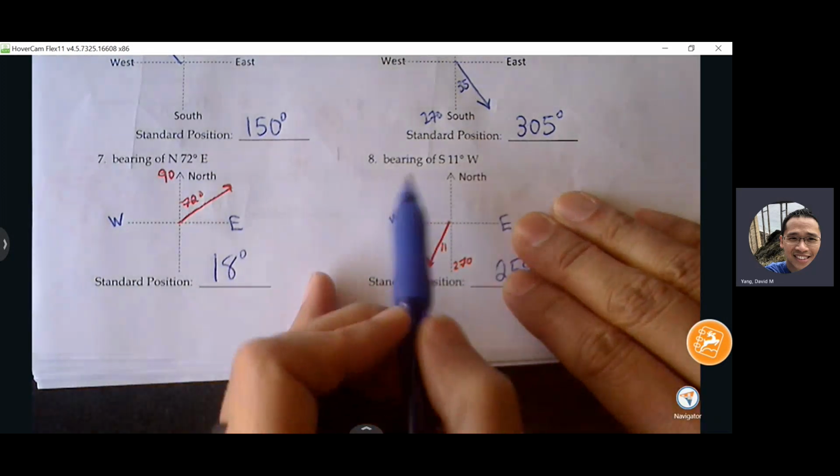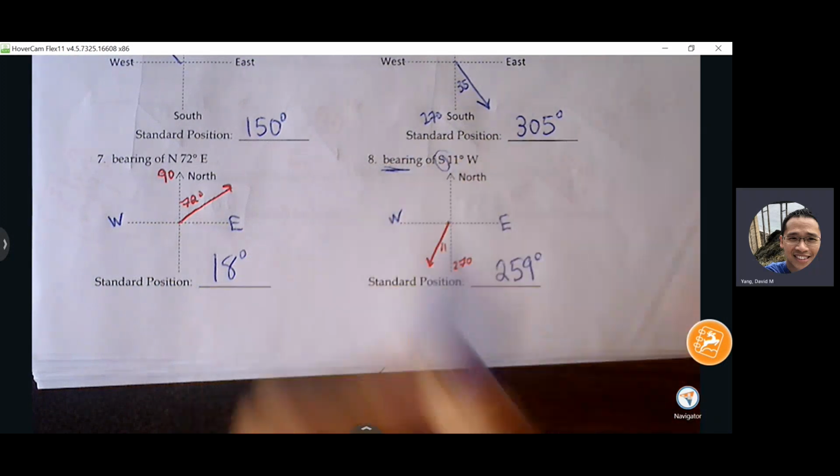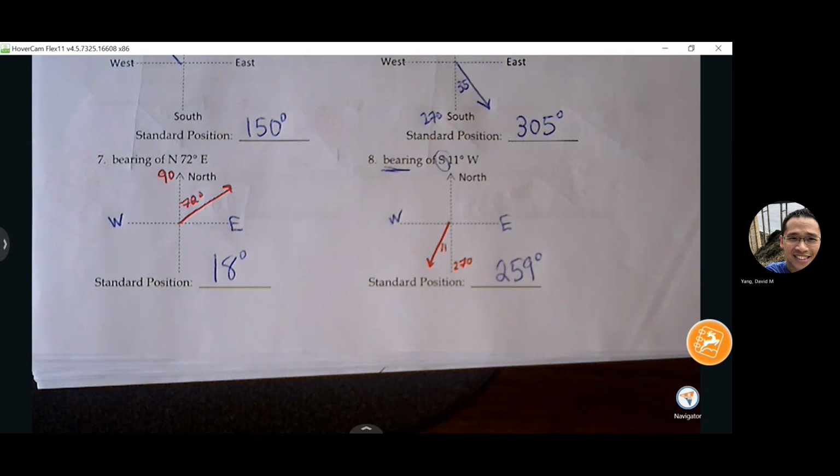Right. Well, because of bearing of south, that means we're starting south and we're moving 11 degrees west. I know we're kind of breaking the rules with 180 degree, because with bearing, we're never starting on the x-axis, we're starting on the y-axis. So that's why we're doing 90 and 270. Yeah, that's right.